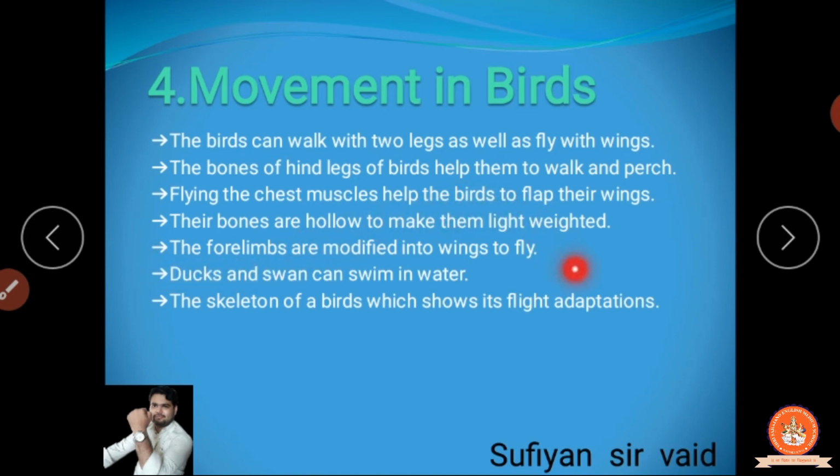When you observe a hen, the hen has too much weight, so they are not able to fly for a long distance, or they are not able to fly properly.